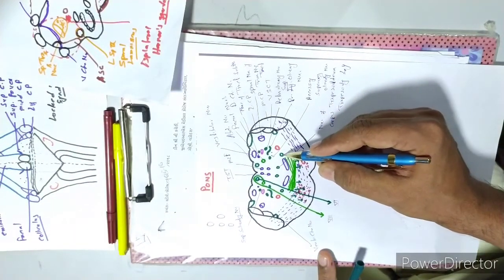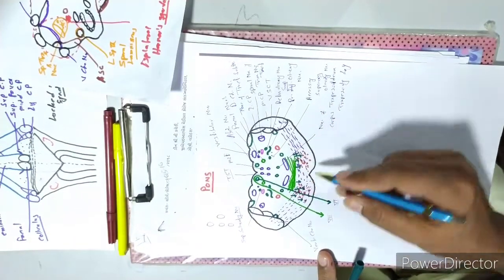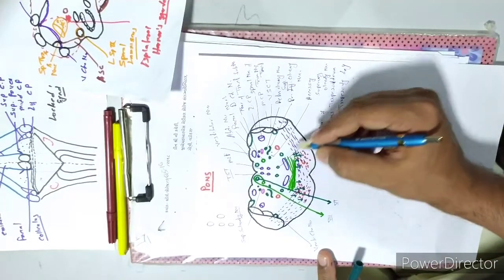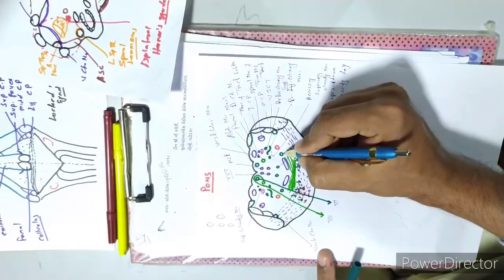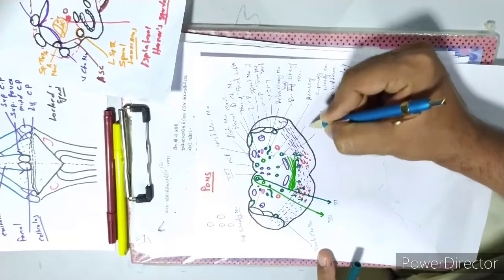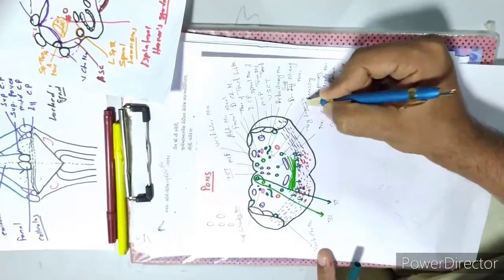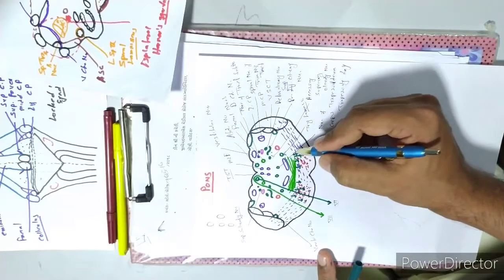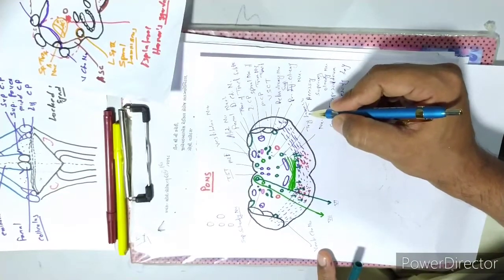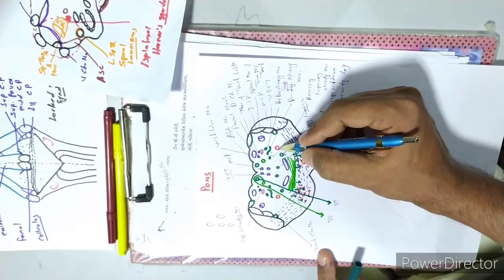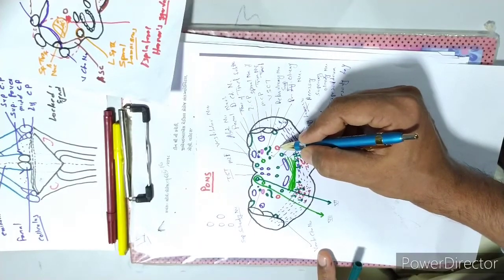lemniscus. This trigeminal lemniscus is the fiber of the trigeminothalamic tract here. Okay, here this is the trigeminal lemniscus. It passes through the dorsal trigeminothalamic tract here. Clear? Then lateral to this is the spinal lemniscus, where the lateral spinothalamic tract passes.